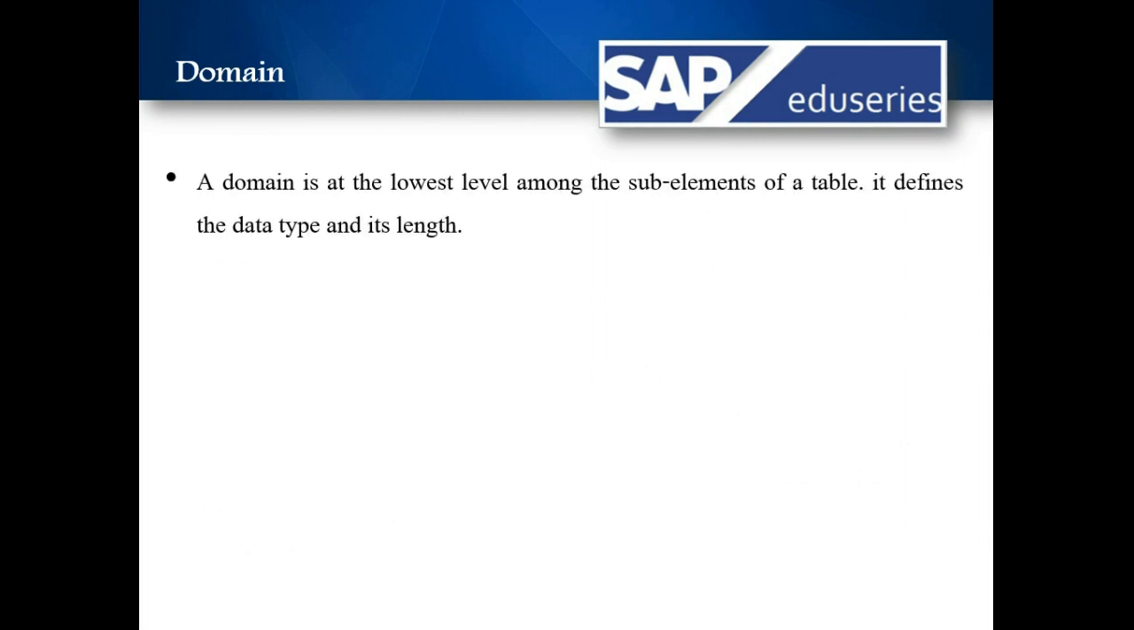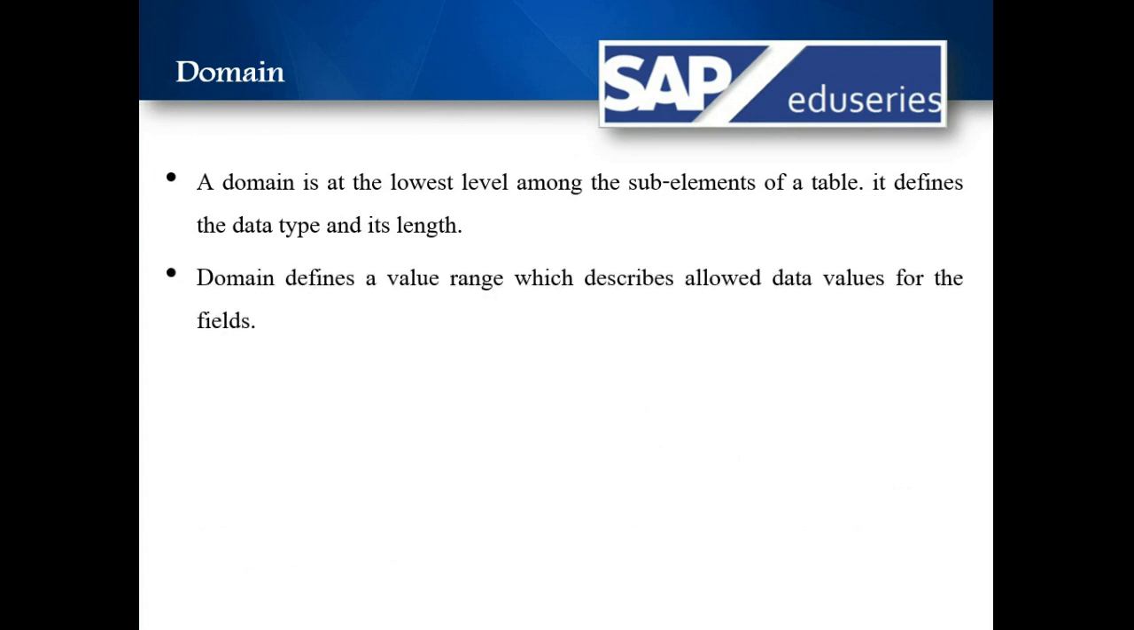Domains. A domain is at the lowest level among the sub-elements of a table. It defines the data type and its length. A domain defines a value range which describes allowed data values for the fields.